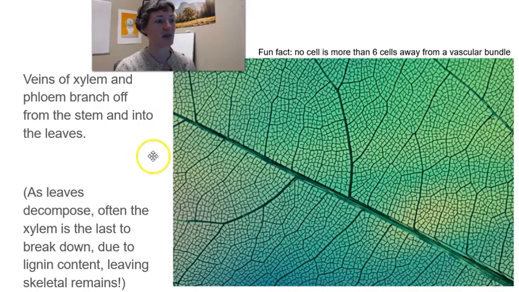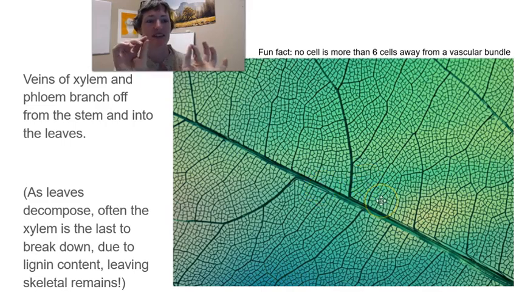So veins of xylem and phloem branch off from the stem and into the leaves. So we're going through the xylem here, from the roots up into the stem and then out into the leaves. Here we have a skeletal leaf. This would be the midrib here in the center. We're looking at a eudicot leaf, and it has this netted pattern of venation. You can see with all of that leaf tissue gone where all of the veins are, and it's an incredible network, right? And it's compartmentalized into all of these little vein neighborhoods.